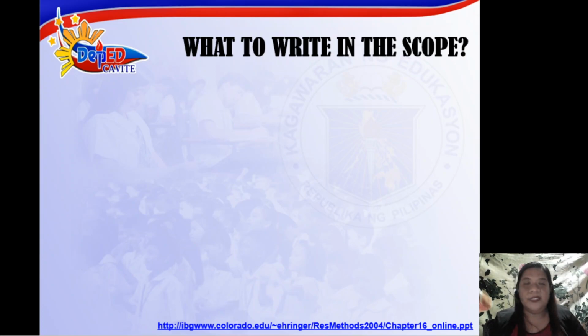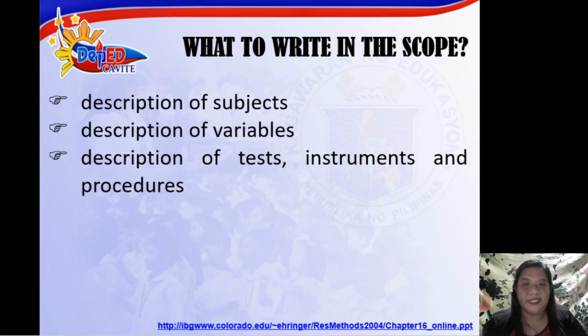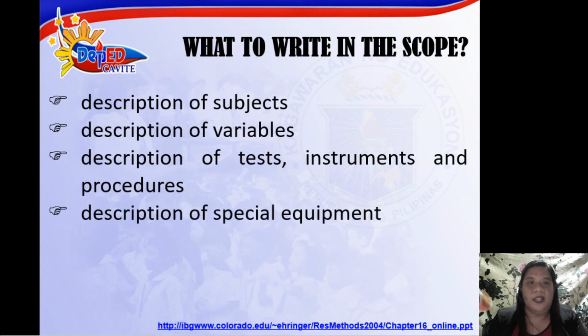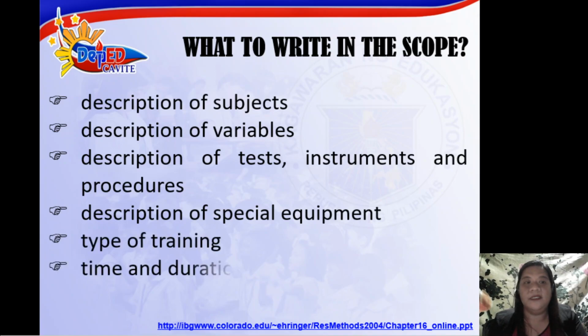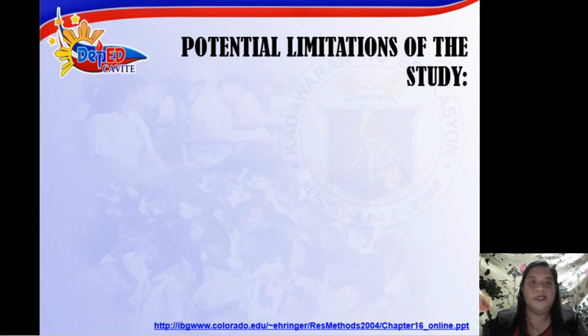What to write in the scope? You may consider the following: description of subjects, variables, tests, instruments, and procedures, as well as the special equipment, training, time and duration of the study, and analytical procedures. What about the potential limitations of the study?